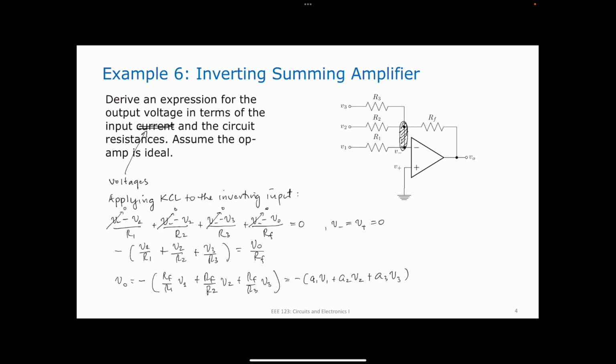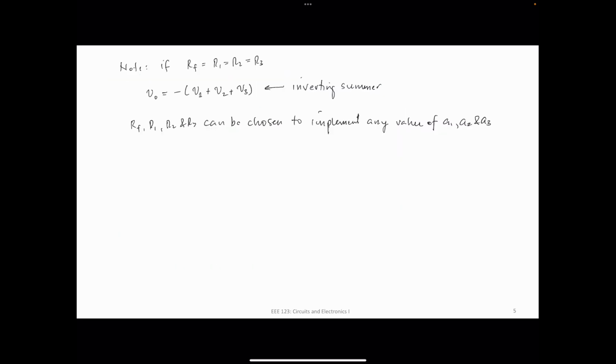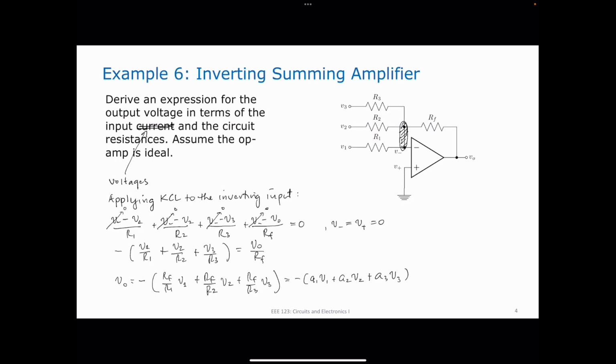Of course, we are constrained by standard values of resistances that are commercially available. I mean, you cannot just go to a store and say, I want to buy a resistance equal to 23 ohms, for example, or 21.5 ohms. There are standard resistance values available. But theoretically, if you can have any possible resistance value, then R1, R2, R3, and RF can be chosen to implement any value of A1, A2, and A3. So that is your inverting summing amplifier.